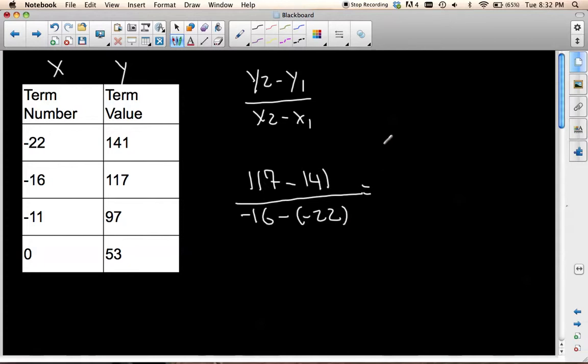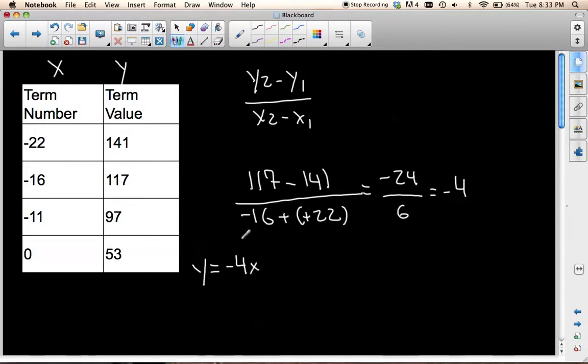So we have 117 minus 141, which gives us negative 24. Negative and a negative make a positive, so negative 16 plus 22 gives us 6. Negative 24 divided by 6 gives us negative 4. So at the moment, our rule is y is equal to negative 4x.